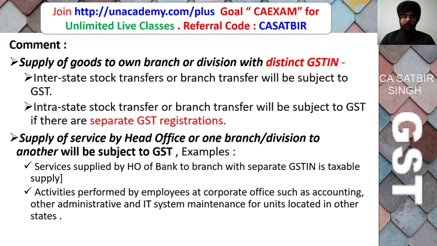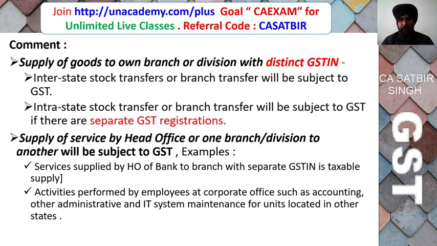So here is the comment that if supply of goods to own branch or division with a distinct GST number is there, then interstate stock transfer, branch transfer will be subject to GST. Even if the goods are not supplied, and only stock is transferred, say from Punjab to Haryana, it is a supply under GST and GST is required to be paid. Interstate stock transfer, branch transfer will be subject to GST if there are separate GST registrations. Suppose the Patiala office and Bathinda office have separate GST numbers, then any supply between them will be treated as a supply and GST has to be paid.